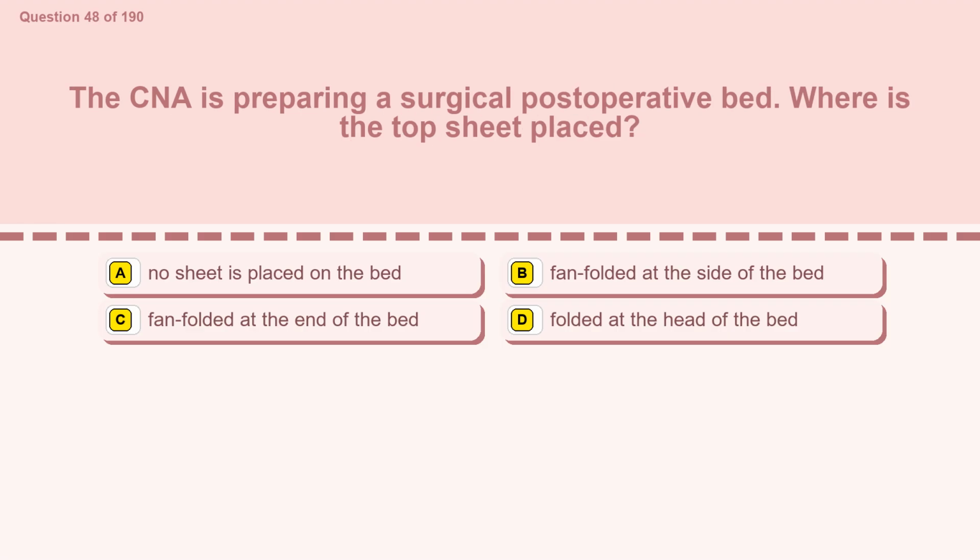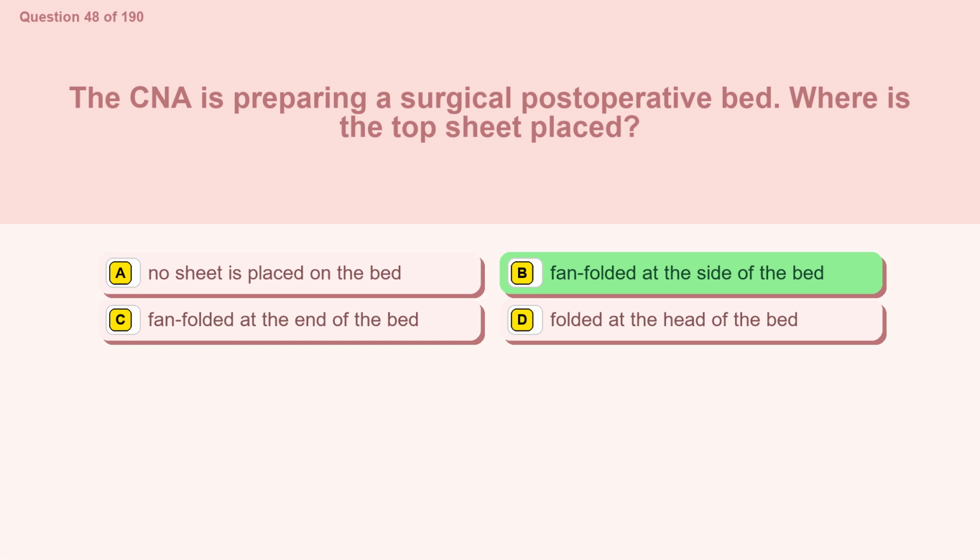Question 48. The CNA is preparing a surgical postoperative bed. Where is the top sheet placed? Option A, no sheet is placed on the bed. Option B, fan folded at the side of the bed. Option C, fan folded at the end of the bed. Option D, folded at the head of the bed.